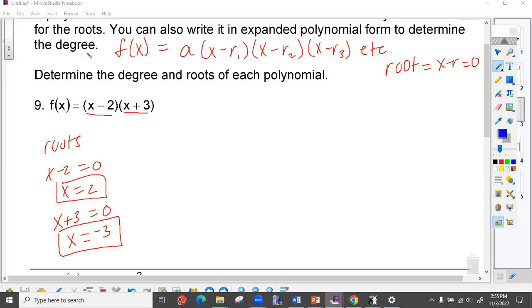Okay, so everyone, whatever method you want to, expand the factors.